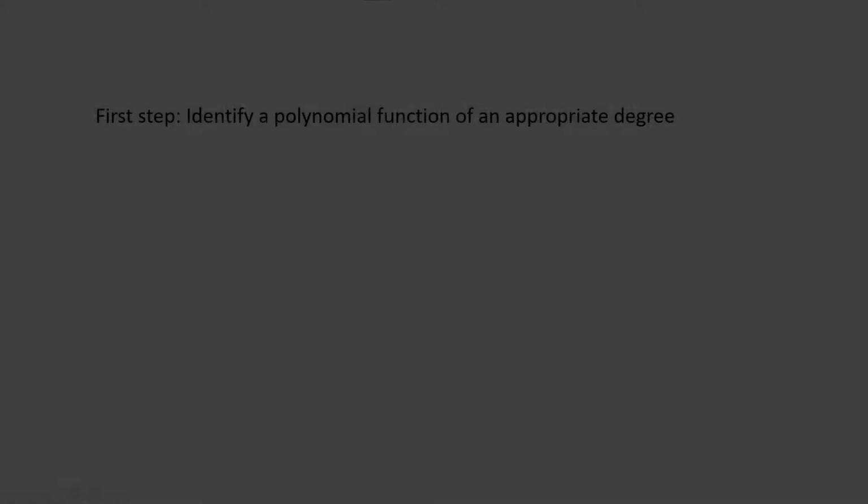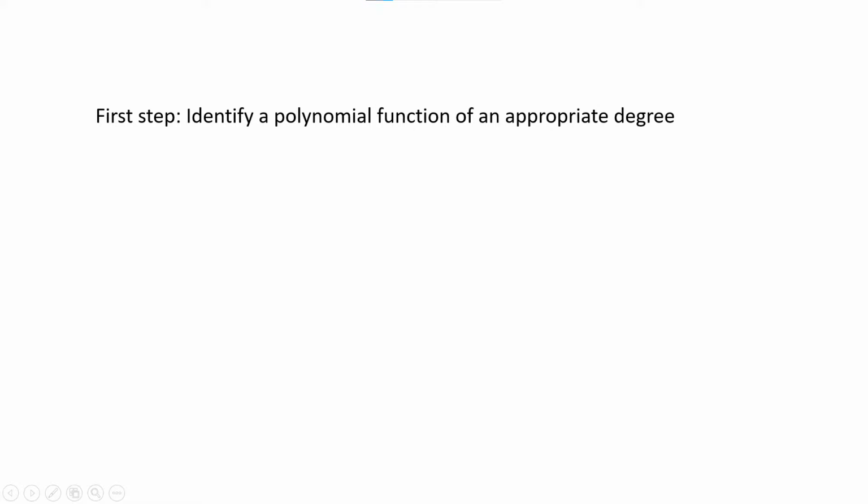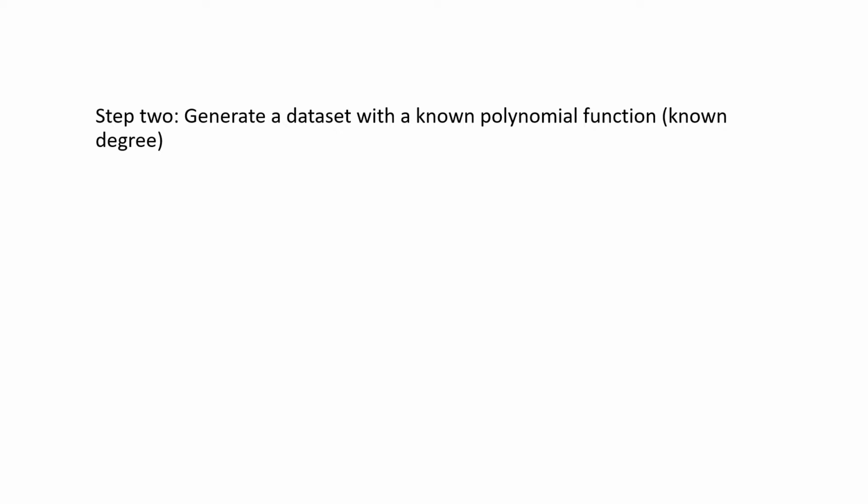So the first step is to identify a polynomial function of an appropriate degree that adequately represents a physical process in our regression problem. Our goal is to estimate the minimum degree that keeps the polynomial model simple yet fits the data well. Let me generate my dataset with a known polynomial function. That is step 2. By the way, I will use a single independent x variable in my dataset for now to keep things simple.